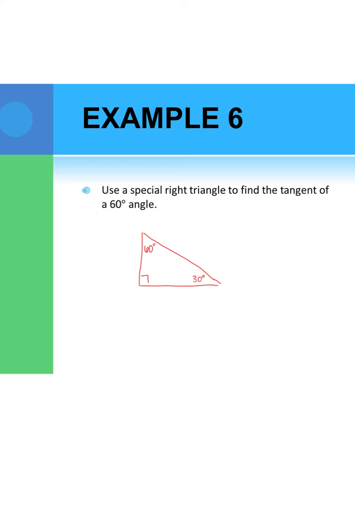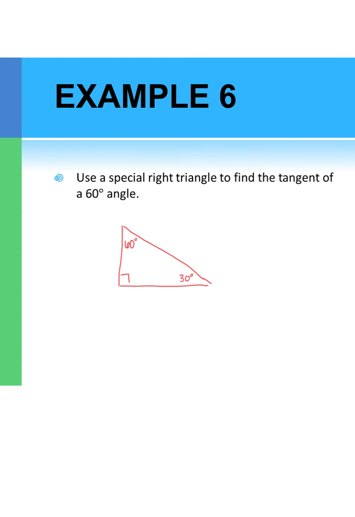Again, we're going to label using any variable. I'm going to use A, you could have used X, you could have used Y, whatever you wanted. But remember, the side opposite your 30 is your smallest. So we're going to put that one as A. The side opposite this 60 degrees, your other leg, is going to be the square root of 3 times A, and then your hypotenuse is 2 times whatever the value of A was.